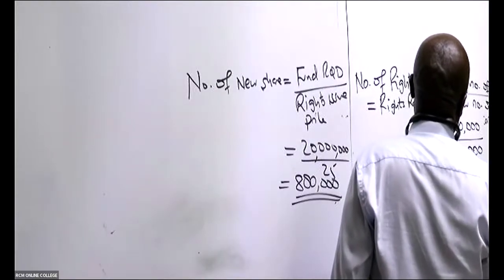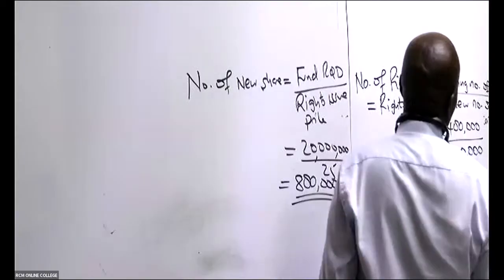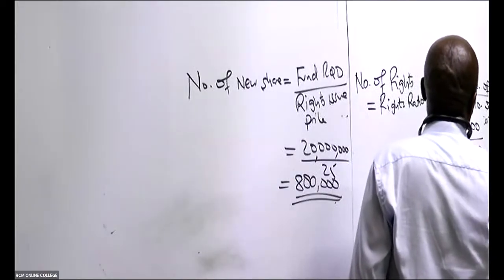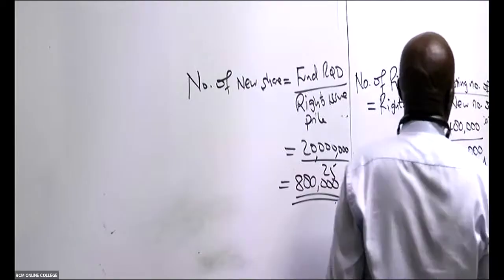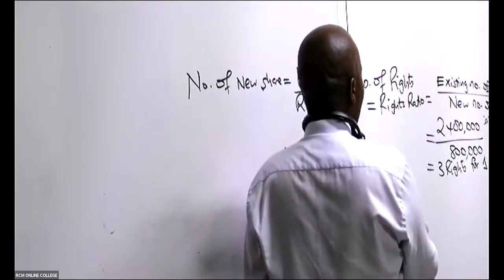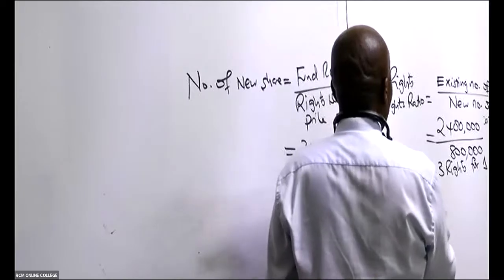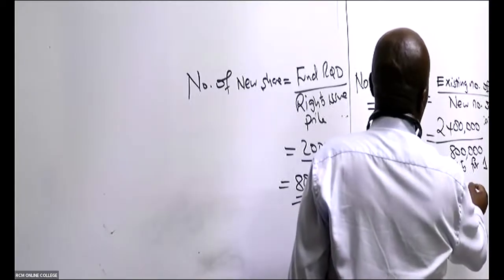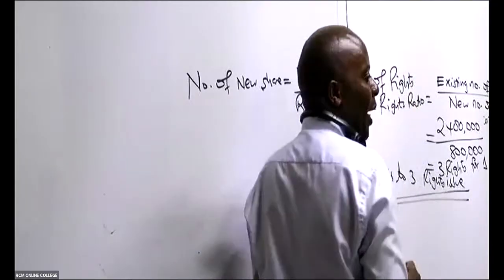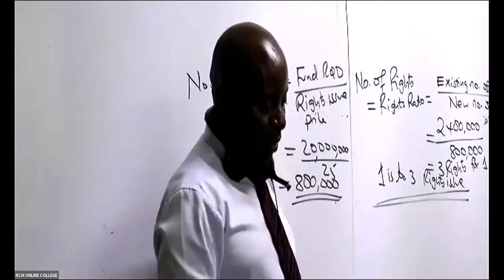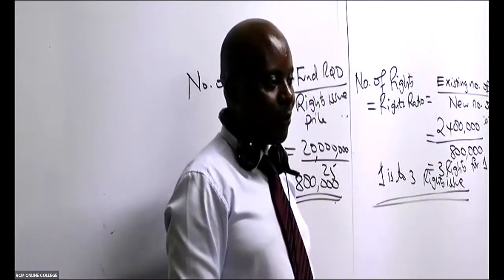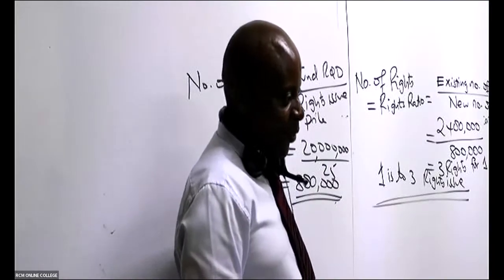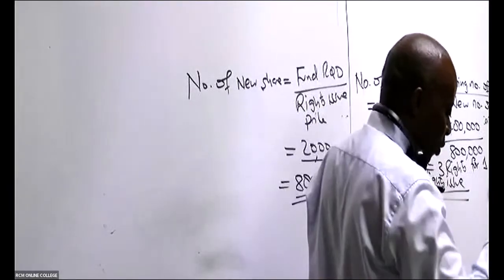So this means 3 rights for 1 share. So basically, this is a 1:3 rights issue. Help me interpret this. How many new shares shall we give you for how many shares that you have?